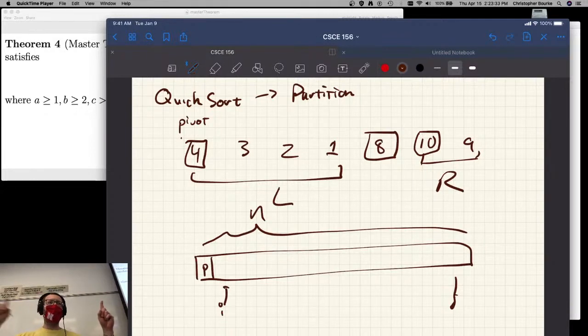I and J, you compare until you find something that needs to be swapped, and then you move along. Right? You're always comparing with the pivot element here. So if you're comparing with a pivot element to everything else in this entire array, how many total comparisons do you make? N minus 1, because of the pivot element.